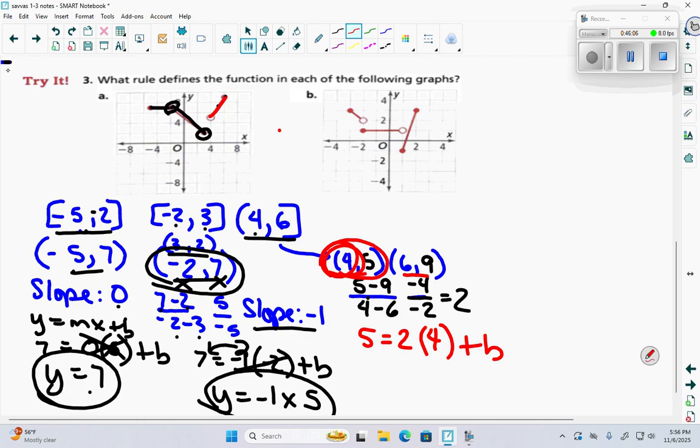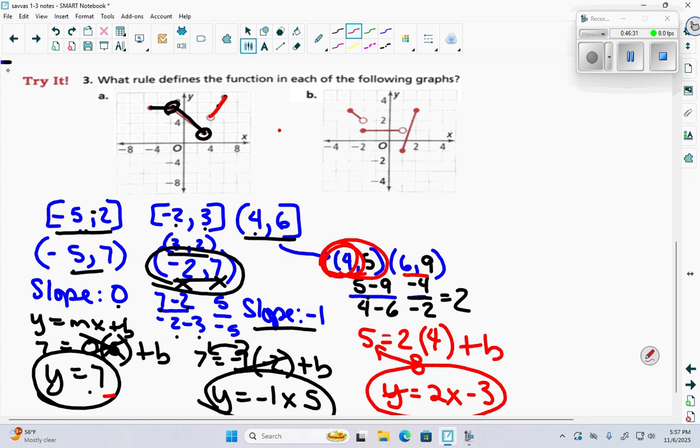So 4 times 2 would give me 8. If I move the 8 over to the other side, then that means my b is going to be a -3, okay? So now when I go to write my equation, it would look like this, okay? My slope was 2, right? So 2x, and then my b that I just solved for was a -3. Okay, so I'm going to take those 3 equations, and I'm going to write a piecewise function, okay?